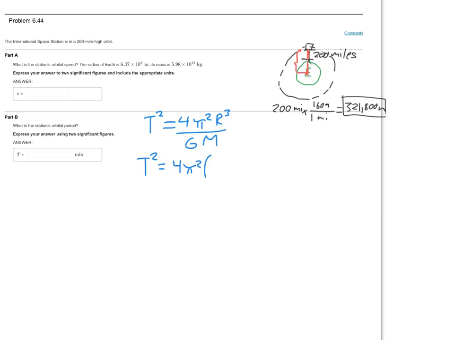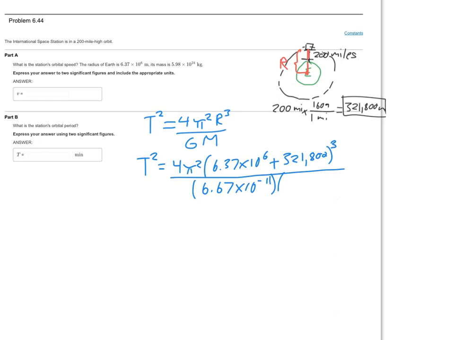This entire distance here, the distance from the center of the Earth to the satellite, is going to be my orbital radius. So for that R value, I'm going to do 6.37 times 10 to the 6th plus that height above the surface. That's going to give me the total distance from the center of the Earth to the satellite, which is going to be the orbital radius. And we're going to cube that, because that's what's in the equation. And then we're going to divide by 6.67 times 10 to the negative 11th times the mass of Earth, 5.98 times 10 to the 24th.